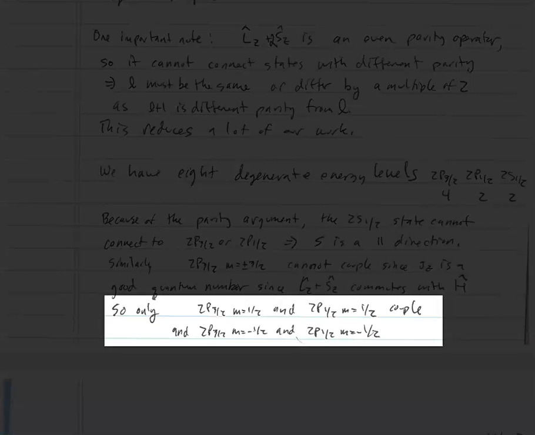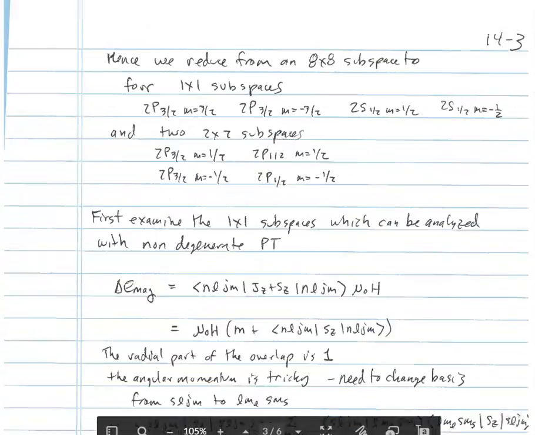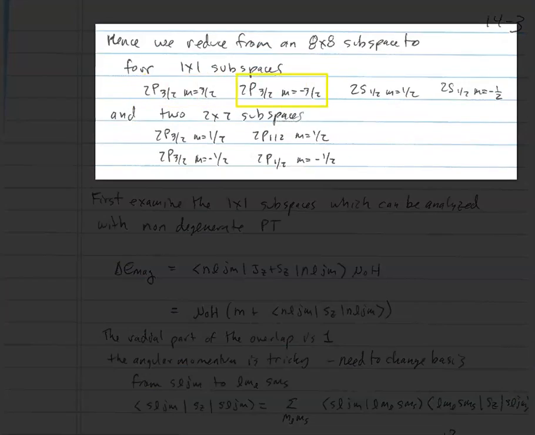It's the 2P 3/2 M equals 1/2 and the 2P 1/2 M equals 1/2 that couple. And it's the 2P 3/2 M equals minus 1/2 and the 2P 1/2 M equals minus 1/2 that couple. So those are the two pairs that couple together. What we've done is take an 8x8 degenerate perturbation theory problem and reduce it into 4 1x1 problems, which can all be treated with non-degenerate perturbation theory, and 2 2x2 problems, for which we have to construct the 2x2 matrices to find the eigenvalues.